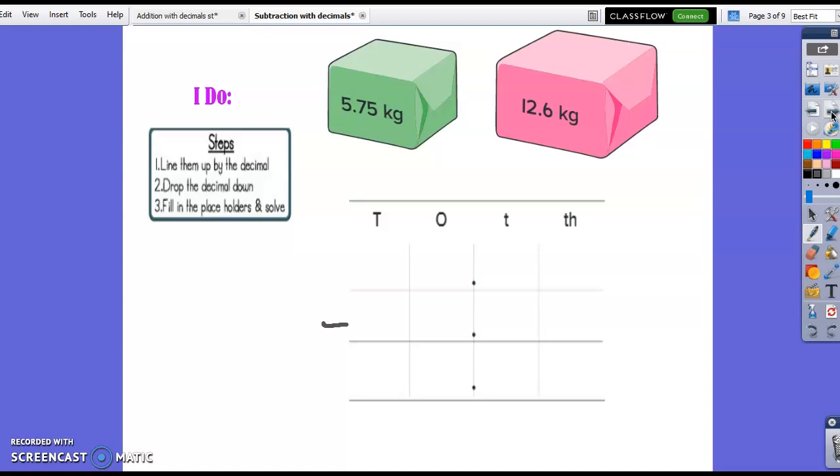So as you can see, the steps are the same as addition, but there's one more step that you have to remember. Remember when we talked about subtraction, when you subtract, the larger value number has to go on top. So that is an important part of this: you have to figure out which one of these numbers that are given to you is the greater number.